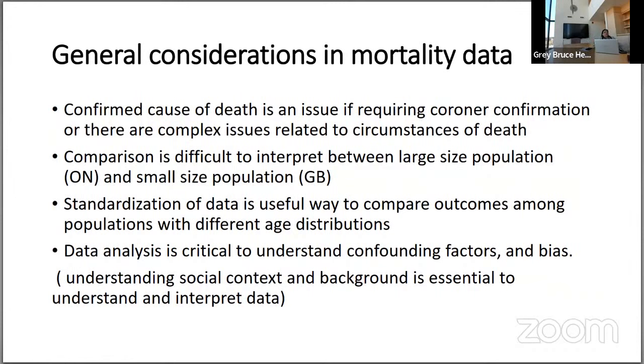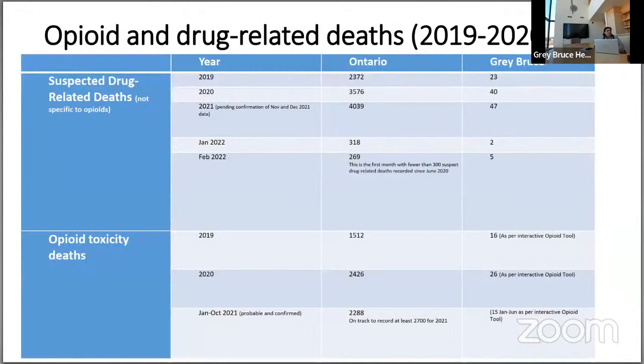And so we need to work through a process of standardization of data so that we can understand it, especially for small populations. We need to be really careful about how to read this data. So data analysis is really critical, especially with confounding factors. We need to read it also through social context and background. So all these are essential.